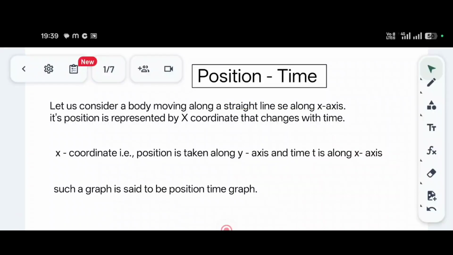The x-axis represents the time, and the y-axis represents the position. So the y coordinate is represented by the position, and the x coordinate is represented by the time. Okay, now let us see some of the position time graphs.